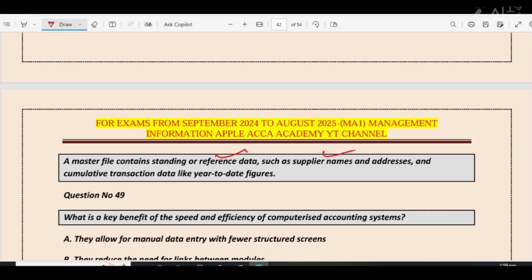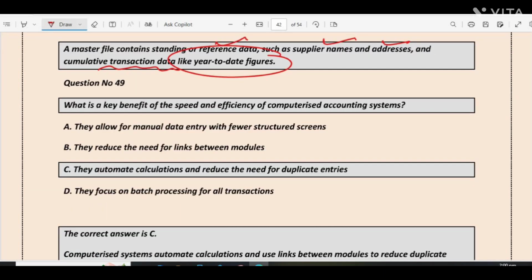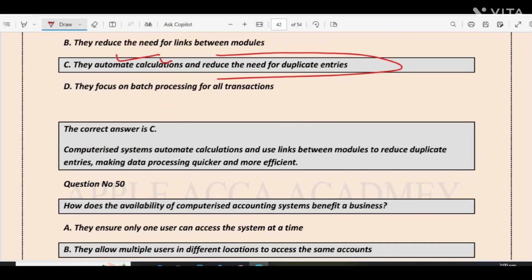Now here 49, what is the key benefit of the speed and efficiency of the computerized accounting system? So they automate calculation and reduce the need for duplicated entry. Okay, the key benefit of the speed and efficiency of the computerized accounting system is that they automate calculation. They reduce the need for duplicated entries, right? Computerized automated calculation uses links between the modules to reduce duplication in entries, making data processing quicker and more efficient. Now let's move on to question number 50.